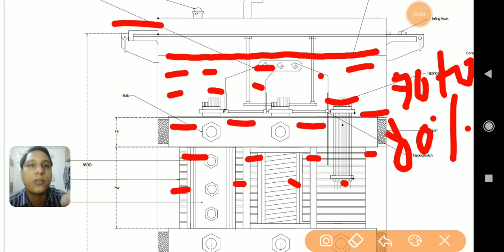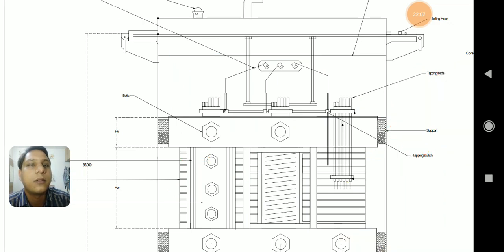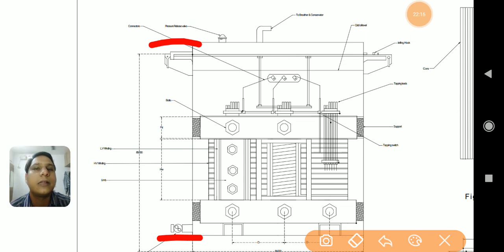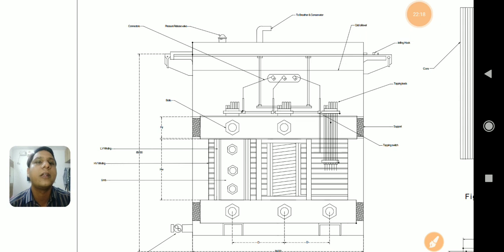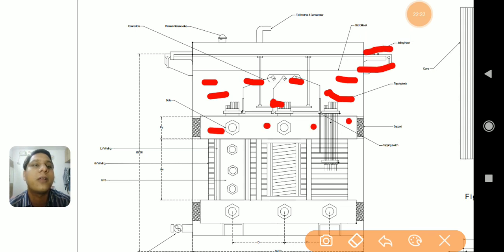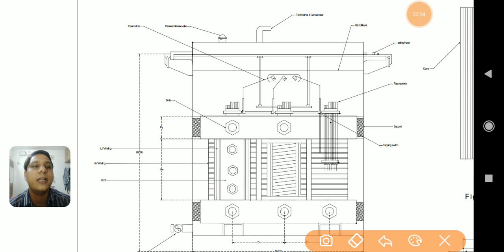This is the full length of the tank which is available. Out of the complete length, it is 70 to 80% filled with transformer oil. The reason behind that is, when the oil gets heated, we require that 15 to 20% space which is available here for expansion of oil. As oil gets heated, it will be expanding in nature.